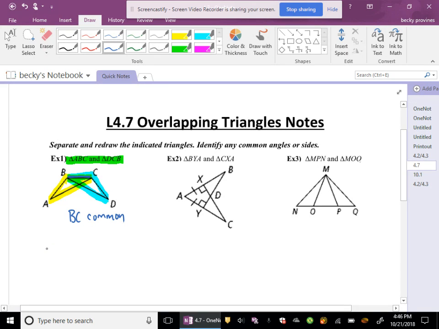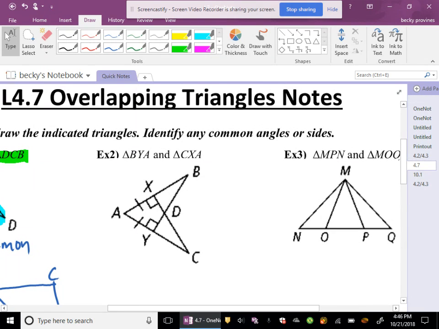So what we need to do is just redraw these, do the best you can. It doesn't have to be beautiful, obviously. And then I want to draw this side, and B, C, D. Okay, and hopefully you can draw that a little better than I did, but you guys get the idea, I hope.